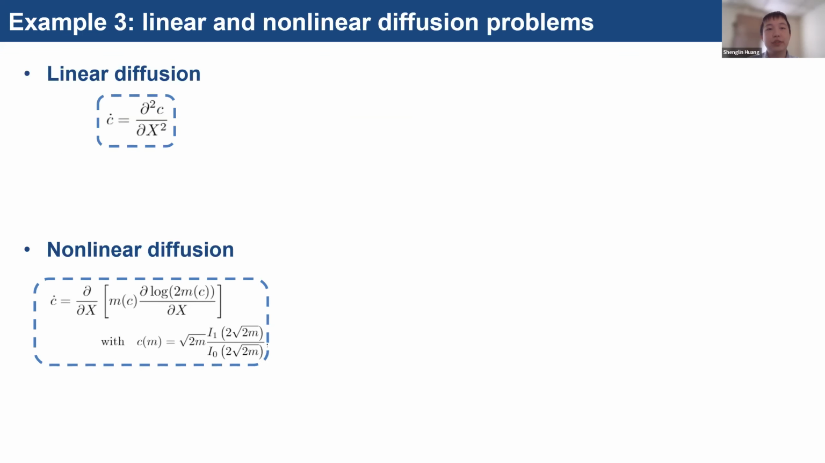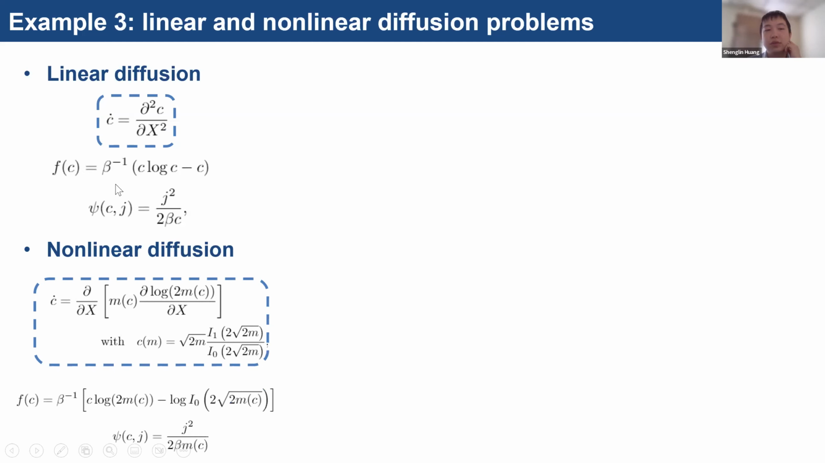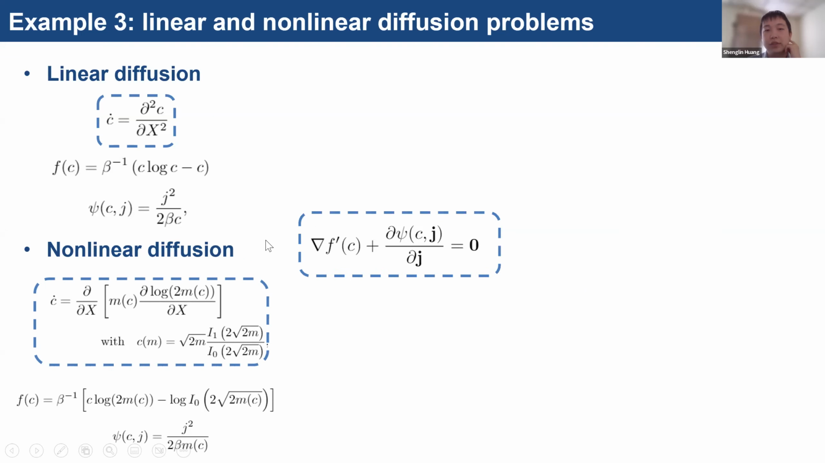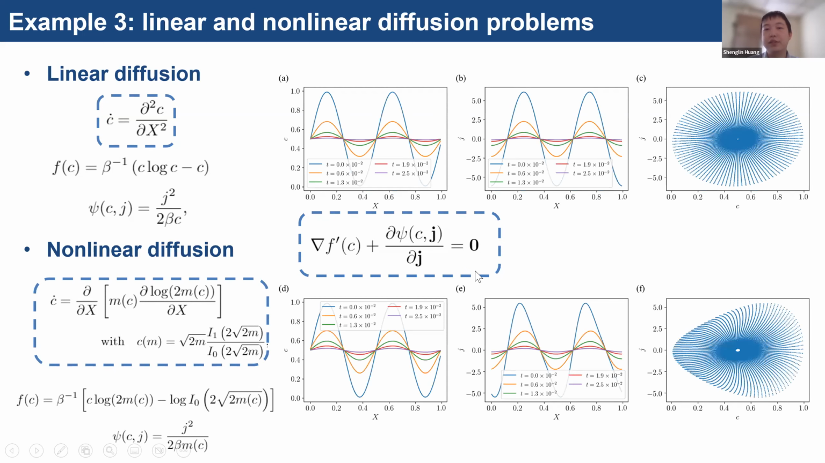And the third example is diffusion models. So here we have two diffusion problems. One is linear diffusion, one is nonlinear diffusion. So the free energy and dissipation potential are given by these equations. All these two diffusion models can be described by these governing equations as we gave before. And this is just the training data for the evolution of the concentration and flux.